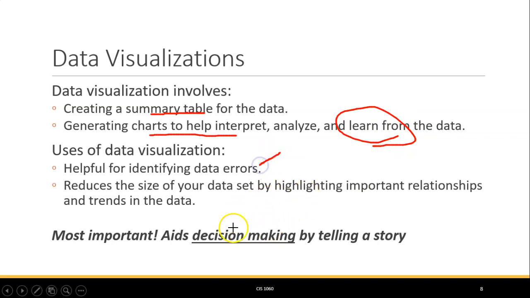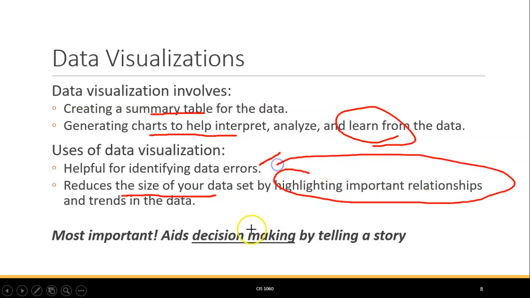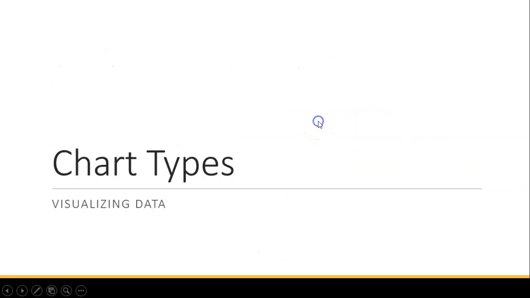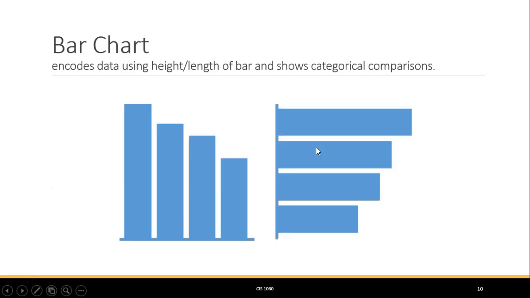Also, visualizations, and we saw it in the previous lecture, help us find errors, and also help reduce the size of our data set to highlight important relationships. Most important, we're talking about decision making here, and data visualizations help us with decision making. I'm going to skim through these chart types, and you've seen a majority of these before. Working with Microsoft Excel, most of these are available. Not all of them are available, but let's talk through them briefly.